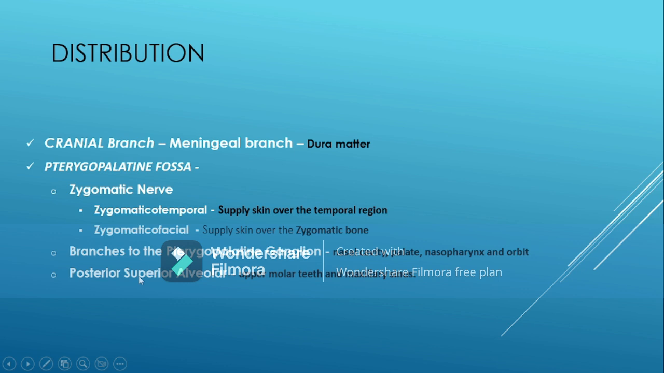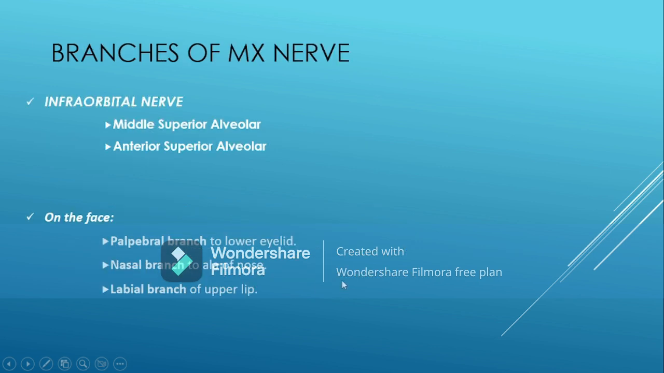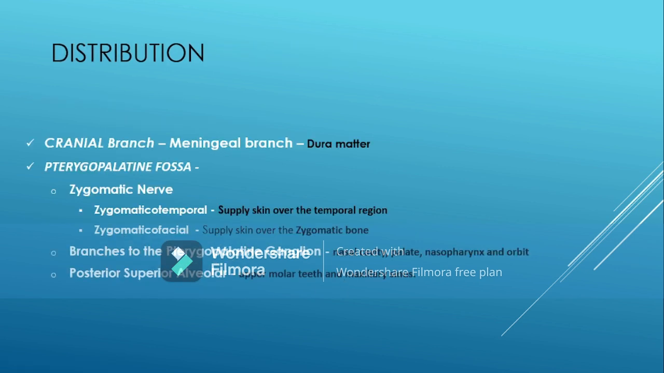Now going ahead, the posterior superior alveolar, as I stated, supplies the upper molars and the maxillary sinus, that is the upper molars 6, 7, 8, and here there is an exception. The mesiobuccal root of the first molar is supplied by the middle superior alveolar nerve.